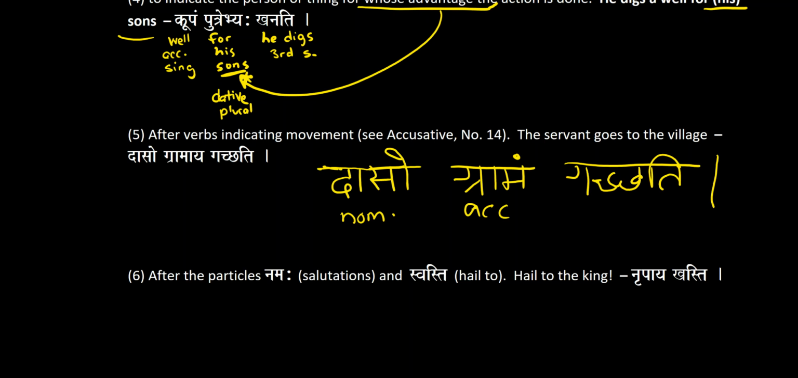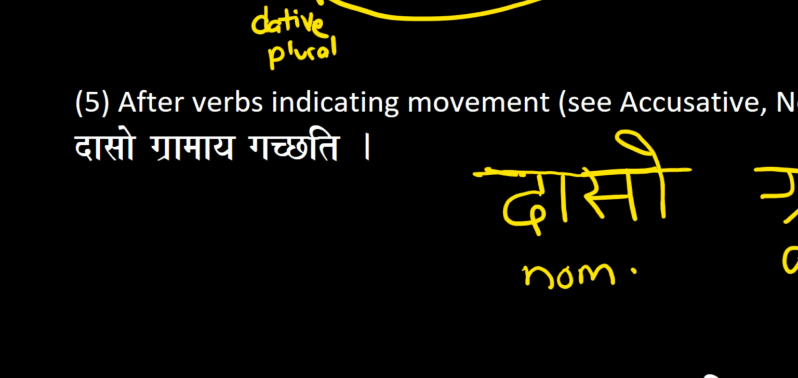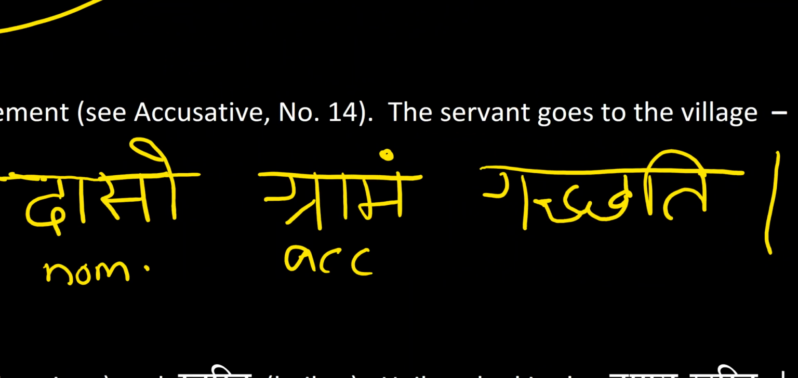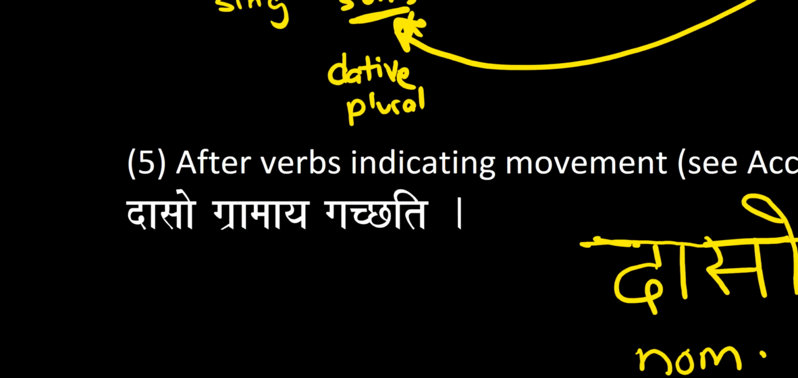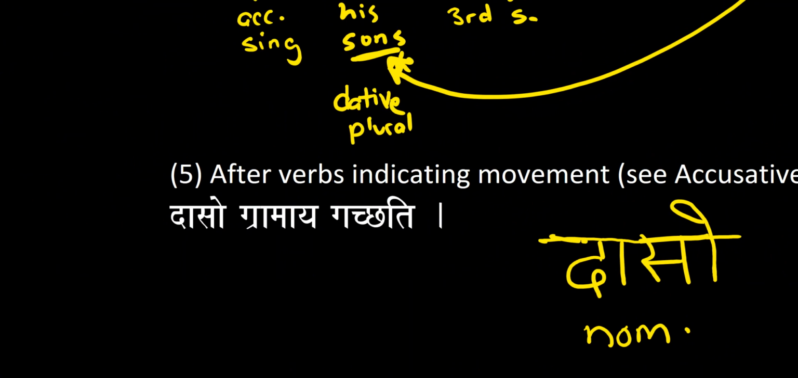because the visarga was preceded by an a and then followed by a soft consonant. So the dative way of saying this would be, we have daso gramam gachati, and you could also have daso gramaya gachati, where this is really specifying that this is to the village. Gramaya, to the village. Remember, the dative case is really indicating to somewhere. Daso gramaya gachati. This will be dative singular.